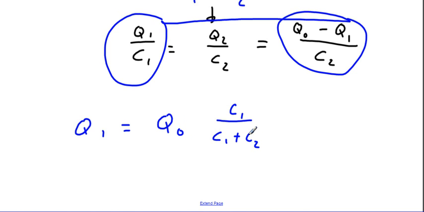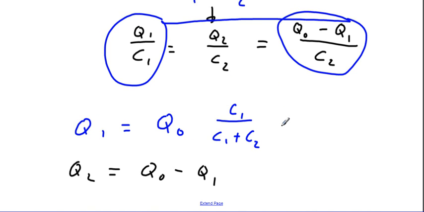Okay, did I skip enough steps doing that? Okay. And then I can go and say, well, what is Q2? Q2 has to be Q naught minus Q1. Alright, so that's Q naught minus Q1.